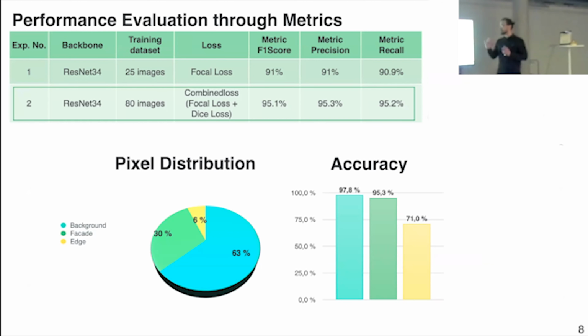In the beginning, we had metrics of F1-score, precision and recall around 91%. And after this active learning process, we reached over 95% for all these metrics. In terms of accuracy, we reached 97% for the background, 95% for the facades, and 71% for the edges, which is also quite good because if you look at the pixel distribution, only 6% of all the pixels are edges. So these are promising results.